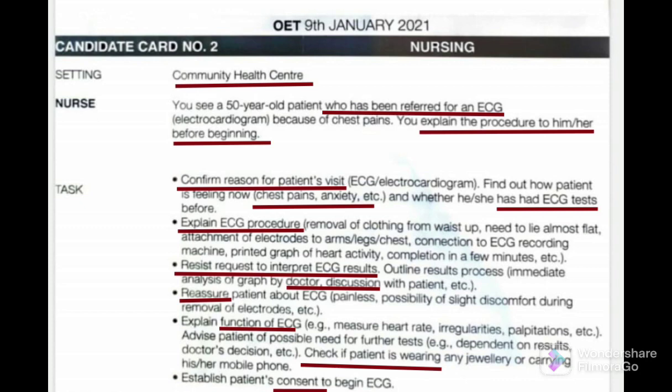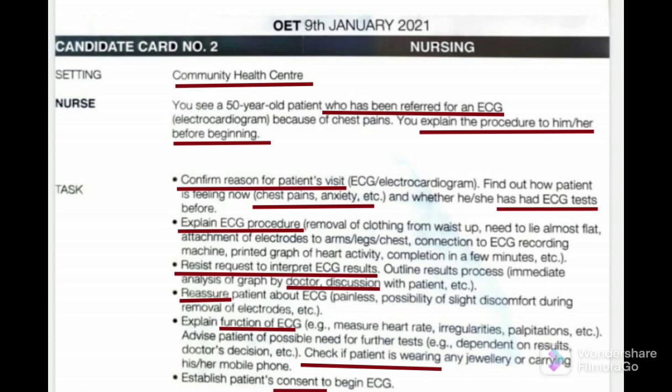Then we can tell, well, Mr. Robert, since it is the first time for you, I will explain the procedure. First, we need to remove the clothing from waist up, and it is essential for you to lie down almost in a flat position. We will attach the electrodes to your arms, legs, and chest. Then we will connect you with the ECG recording machine. Then the process will complete within a few minutes and the printed graph will come out. With that graph, we can see your heart activity and if there is any abnormality. I can reassure you that it will not take a long time. In a few minutes, this procedure will finish. Are you getting my point?